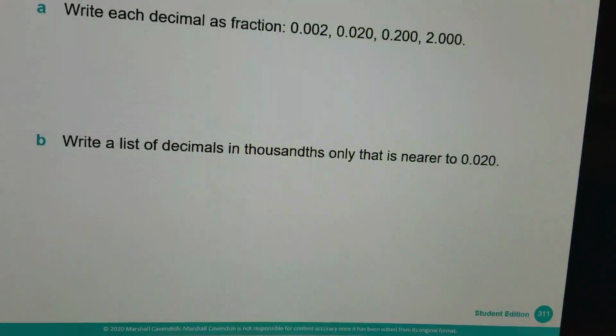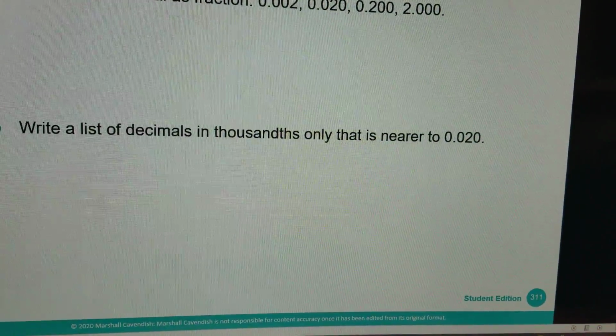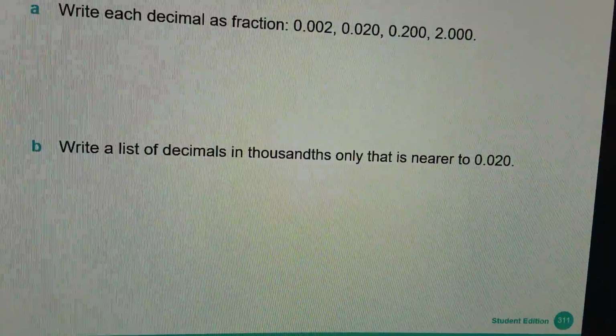Write a list of decimals in thousandths only that is nearer to 20 thousandths. Okay, we're going to skip this.